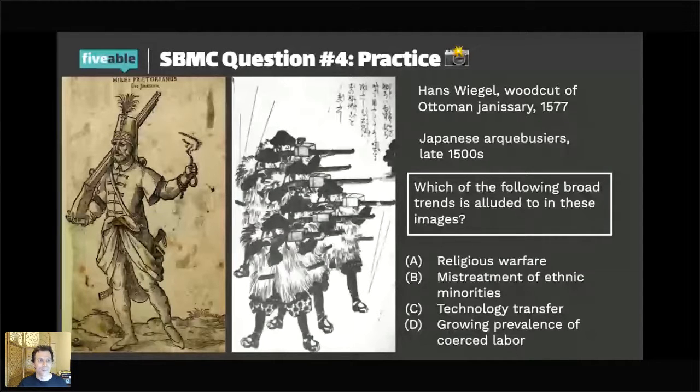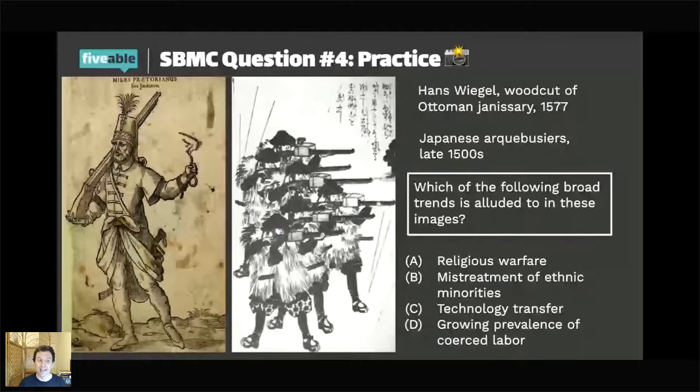Take a look at the two pictures that you see up here. The first one is Hans Weigel's woodcut of an Ottoman janissary in 1577 of the Ottoman Empire. The second one is Japanese arquebusiers in the late 1500s. Which of the following broad trends is alluded to in these images?